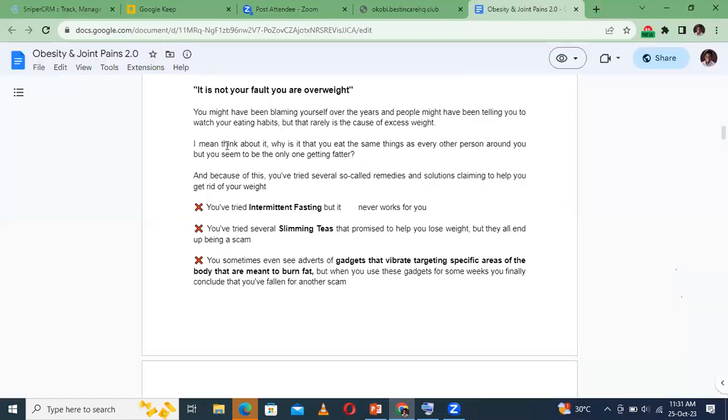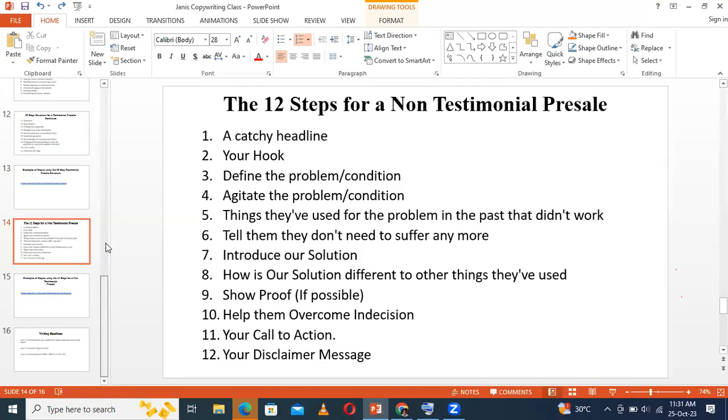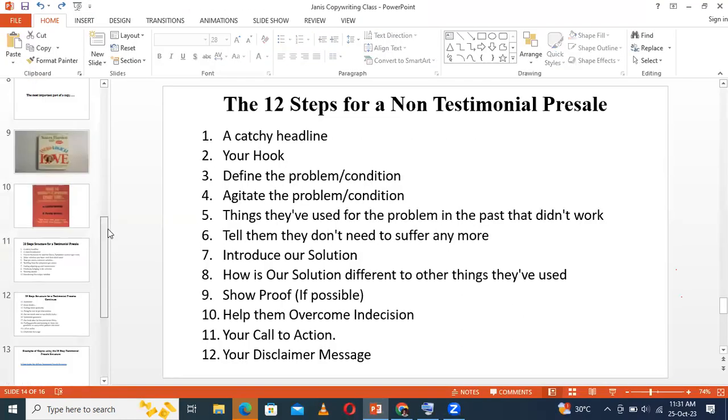Where was I? I mean, think about it, right? Okay. And because of this, you've tried several so-called remedies and solutions claiming to help you get rid of your weight. You've tried intermittent fasting, but it never works for you. You will know all these things. You remember yesterday when I said carry out your research, what they've used. That's why research is important, so that when you are writing, you'll be able to speak well to your audience.